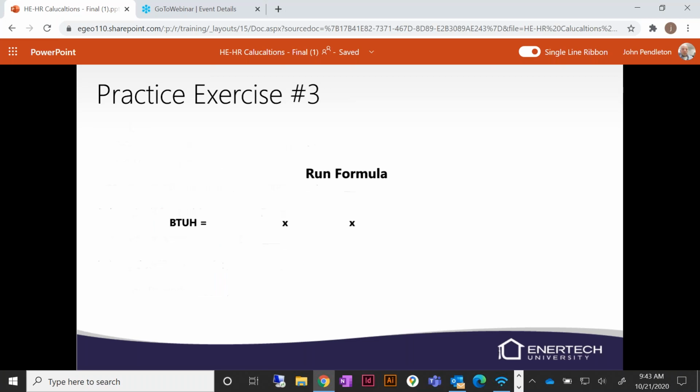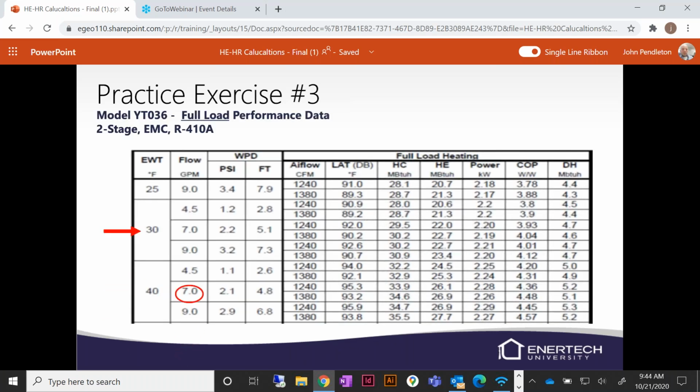So now we can do the math. 9 GPM times 3.2 temperature difference times our 485 equals 13,968 BTUs. So we can look it up in the spec book again at that 9 GPM. I believe we were at 1240 CFM. So we look at the HE, the heat of extraction. It tells us 22,700 BTUs is what we should be outputting on that unit.